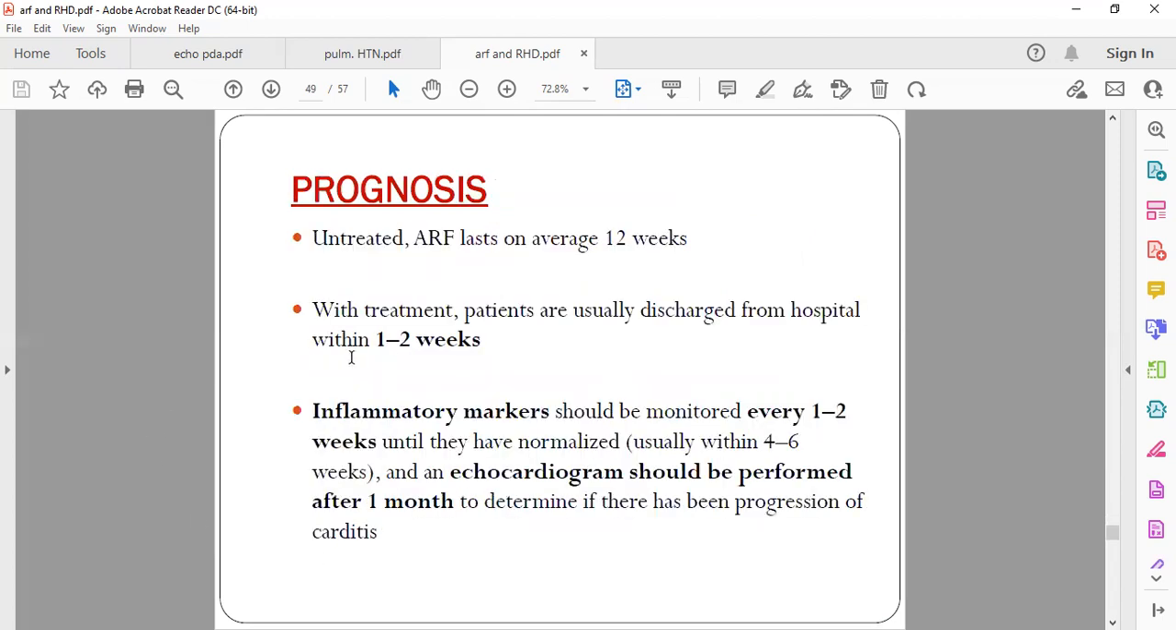Prognosis: if you keep this untreated, acute rheumatic fever normally lasts for around 12 weeks. The symptoms may persist up to 12 weeks. If you treat with antibiotics and so on, the course is shortened to 1 to 2 weeks. So how do you monitor your treatment? After you start salicylates or NSAIDs, you have to keep monitoring the inflammatory markers, which should come to normal. Also, once the patient has recovered from acute rheumatic fever, after a month you should ask the patient to undergo an echocardiogram to know whether there is a progression of rheumatic carditis or rheumatic heart disease.